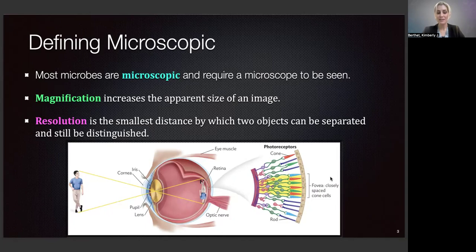Okay, so magnification itself is just increasing the apparent size of an image. And resolution is going to be able to define the difference between two objects that we see, two points. If we have poor resolution, it could look blurry. We could see two points that are close to one another and wouldn't be able to distinguish them. If we have high resolution, those two points will be defined as two separate points that we see without any blurry or fuzzy vision between them.